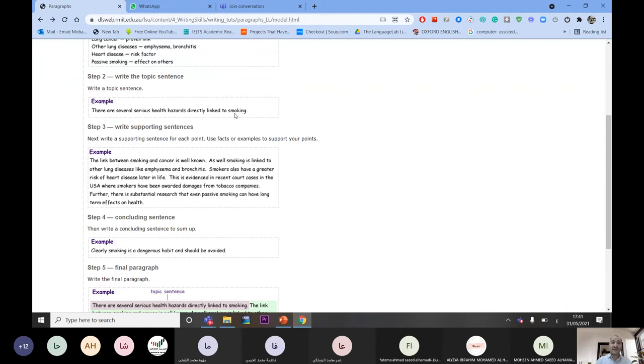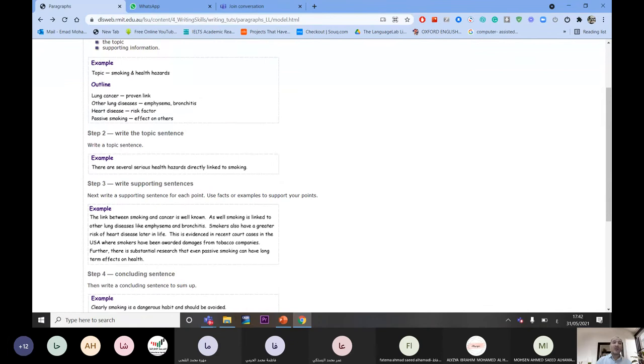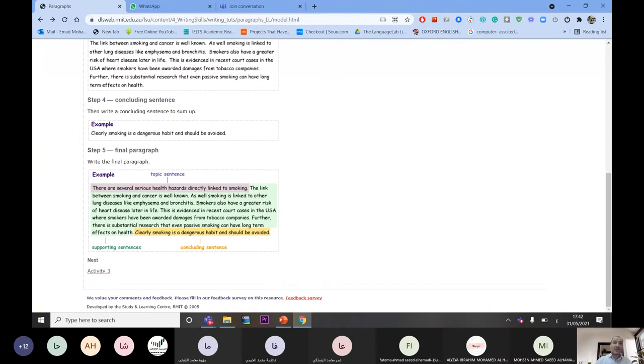What points are you supposed to talk about? Several health problems or hazards. These will be the different problems I'm going to talk about, with examples. Then write a concluding sentence to sum up. Clearly, smoking is a dangerous habit and should be avoided.